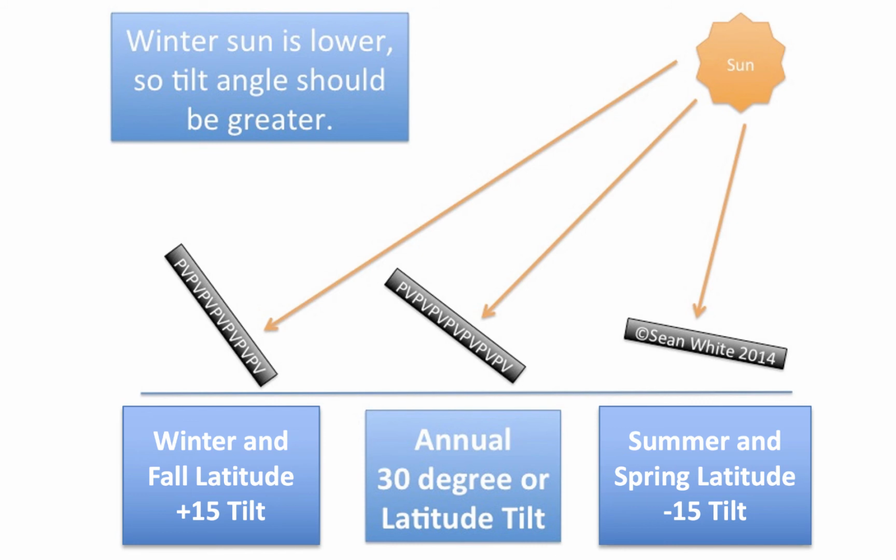These rules of thumb do not work everywhere, because if you're at the North Pole with a 90 degree latitude, would you really be tilting it 15 degrees towards the ground? Or should I say ice?